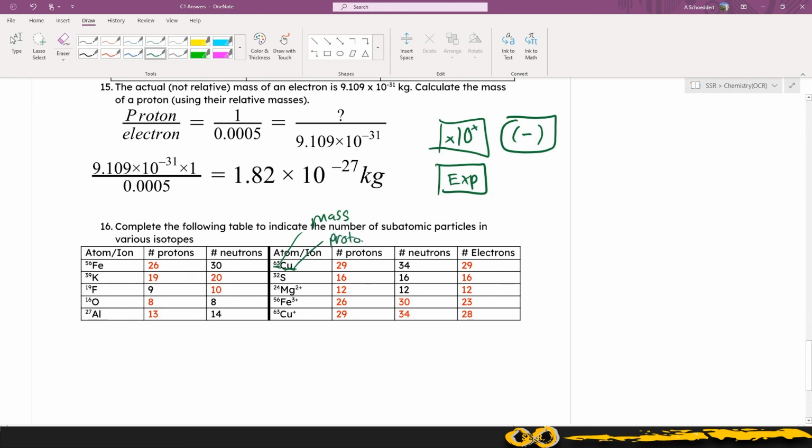And in some cases, you've got a charge. And then you know that protons minus electrons is equal to that charge. And that'll allow you to find the number of electrons in order to produce that charge, because the number of protons is fixed. It's guaranteed by the identity of the element.